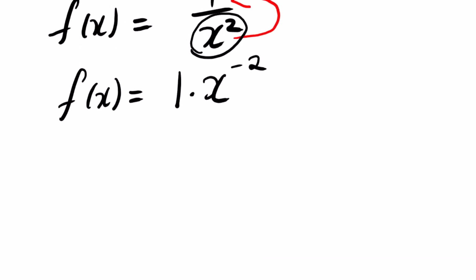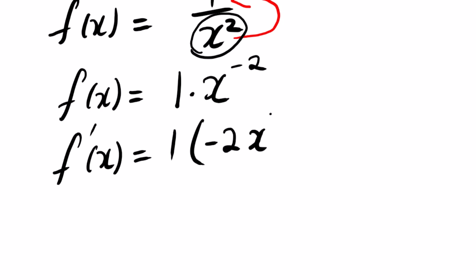Now from here, we can see that our constant is 1. So we apply that rule of derivative of a constant and a function. So the derivative of x to the power negative 2 is negative 2 x to the power negative 3.